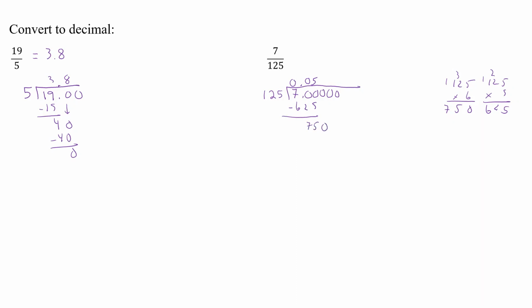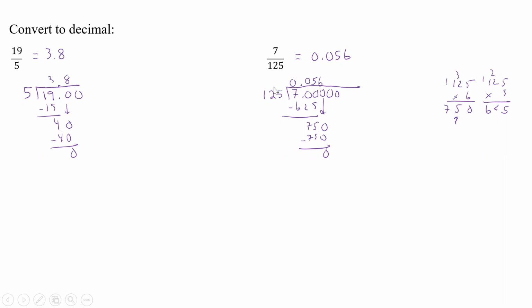Bring down the 0 from there. Well, we already know 6 works here, so that'll be a 6. And that's going to be 750. We subtract that, that gives us 0. So this is 0.056 for our decimal of 7 over 125. Okay. All right. Now, what are we going to do?